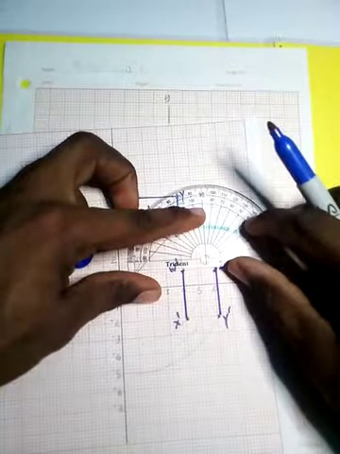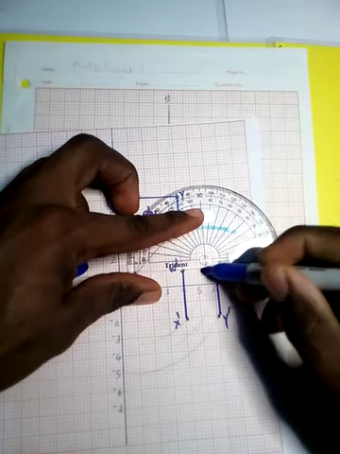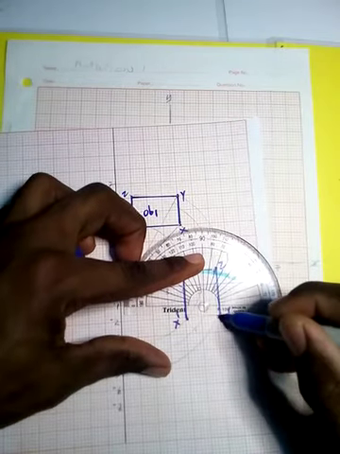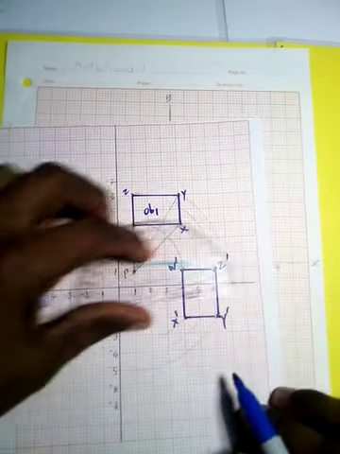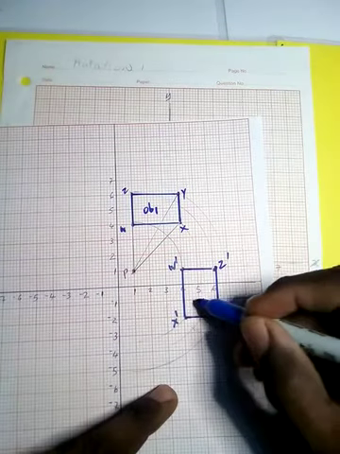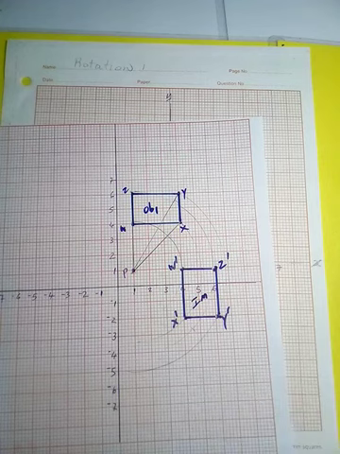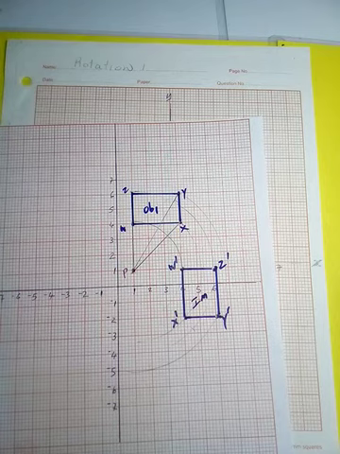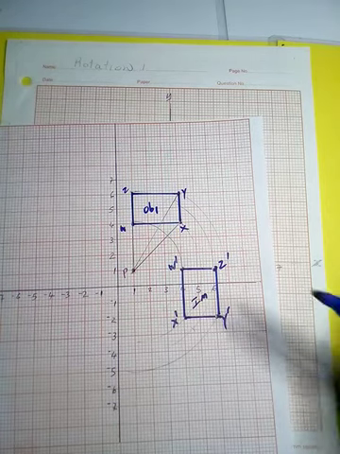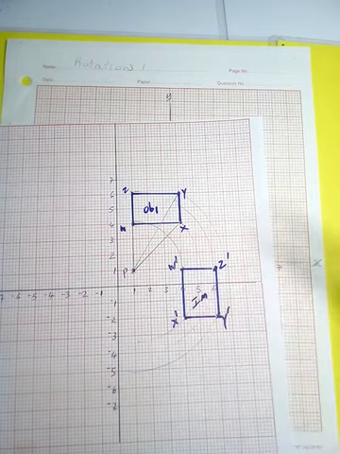Sorry about that. And here we have our prime, which is our image, W prime, X prime, Y prime, Z prime. And sometimes the B part of the question might ask to read off the coordinates for each of the points. So you just look at the W prime and read your coordinates.